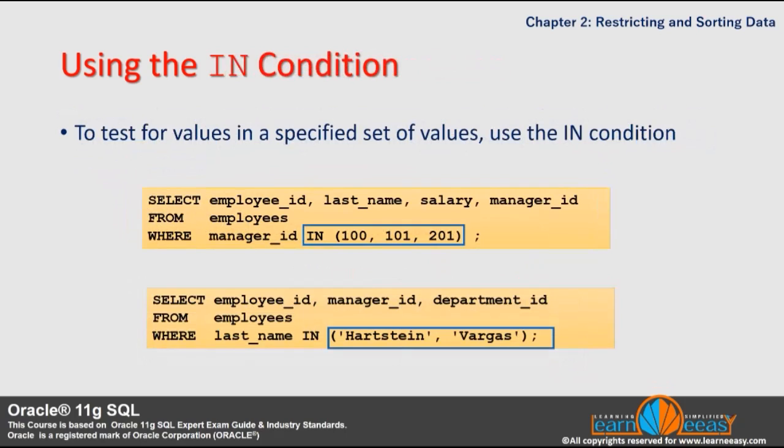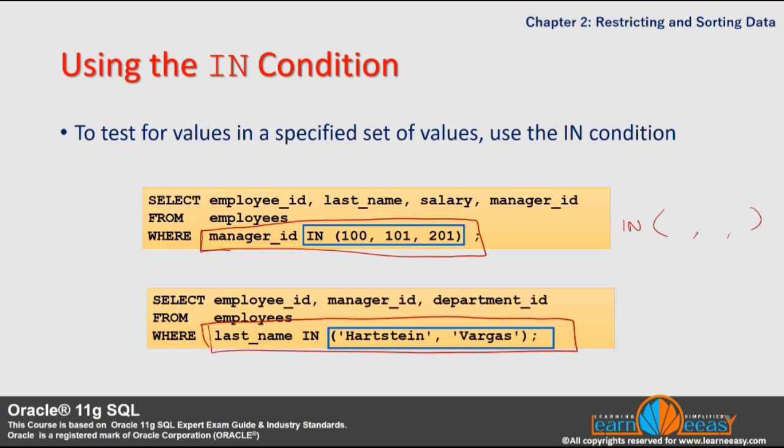Using the in condition. To test for values in a specified set of values, use the in condition. The first example displays employee numbers, last names, salaries, and managers' employee numbers for all the employees whose manager's employee number is 100, 101, or 201. The in condition can be used with any data type. The second example returns a row from the employees table for any employee whose last name is included in the list of names in the where clause. If characters or dates are used in the list, they must be enclosed in single quotation marks.